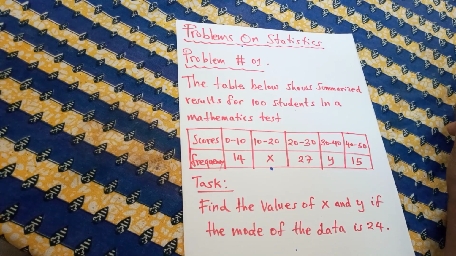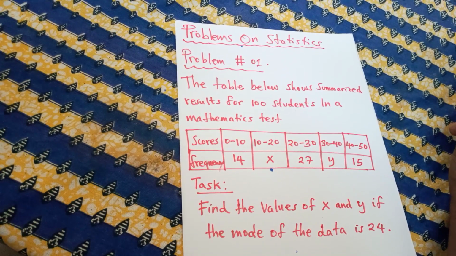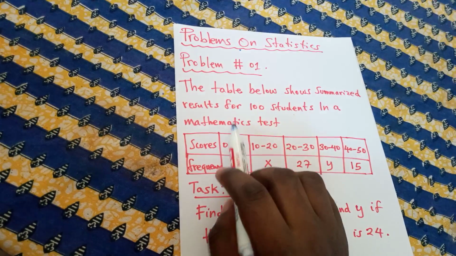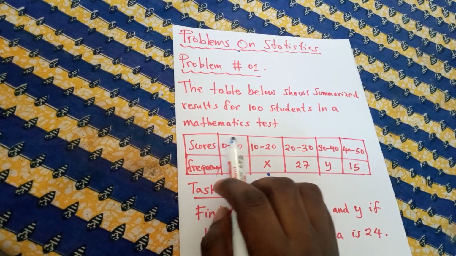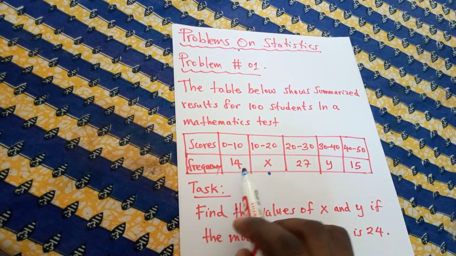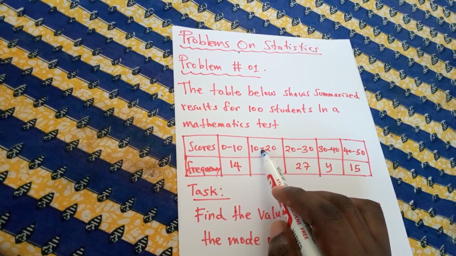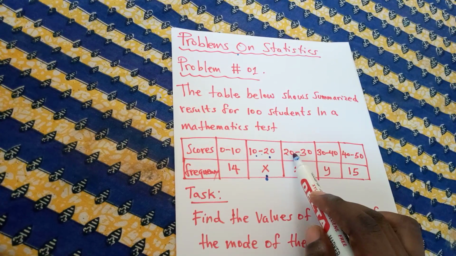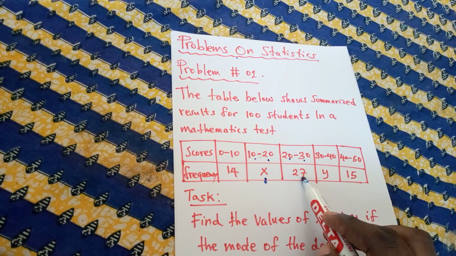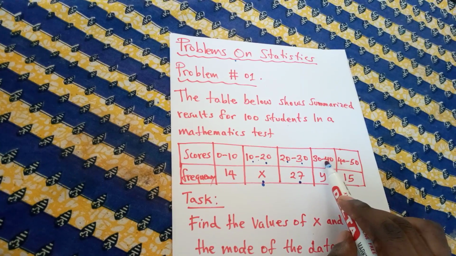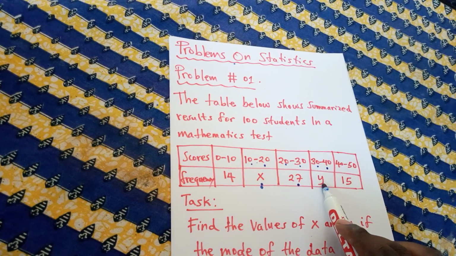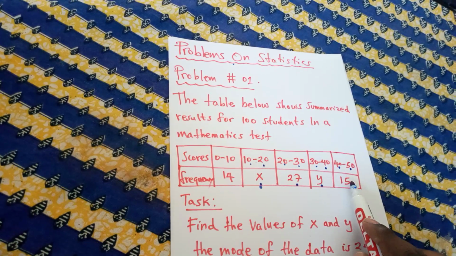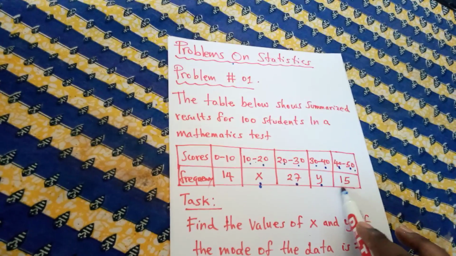The table below shows summarized results for 100 students in a mathematics test. As shown in the table, for the score from 0 to 10, students were 14. Also from 10 to 20, students are unknown. The score from 20 to 30, students are 27. And from 30 to 40, students were unknown also. And from 40 to 50, students who scored marks from 40 to 50, there are 15.